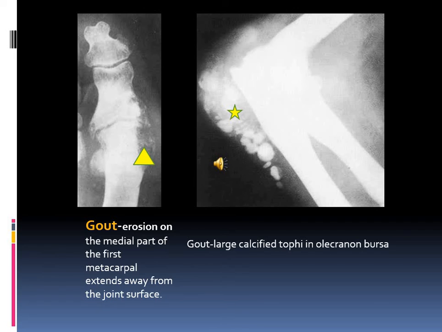So, two criteria are noted in gout: the type of erosion, which is noted medially at a specific site, the big toe, and also the tophi in the elbow joint, which are very clearly noted in this image.